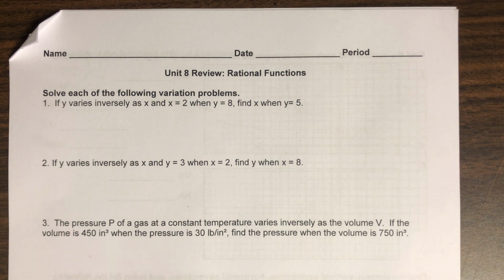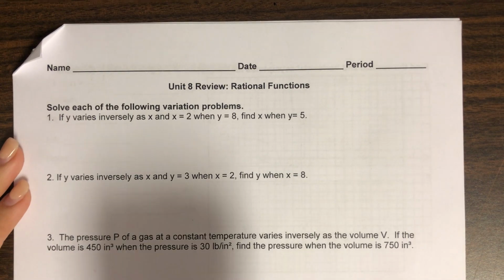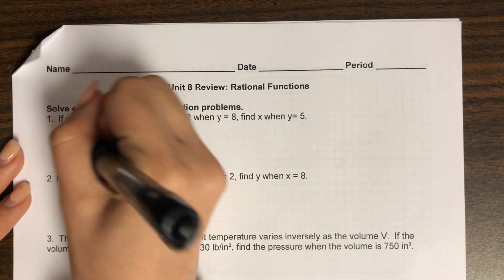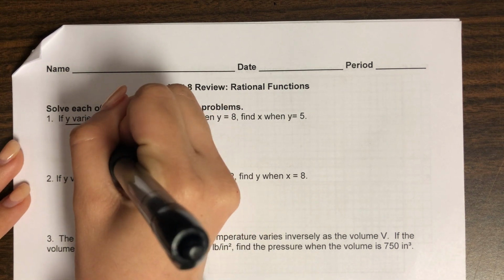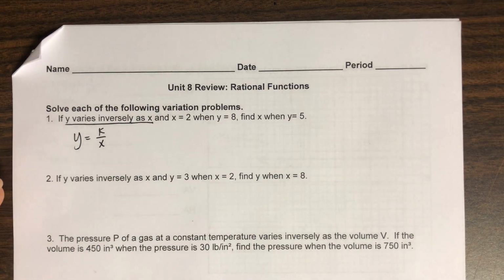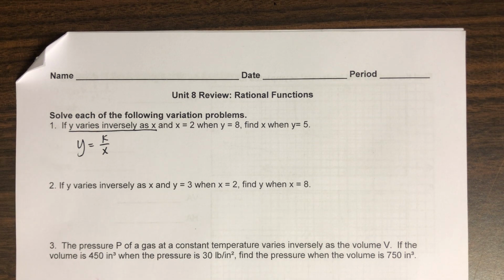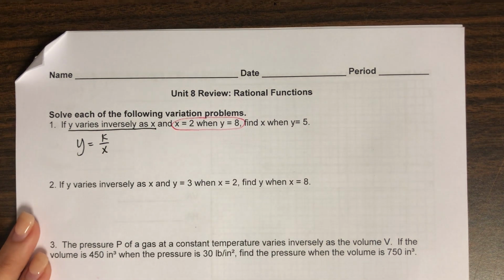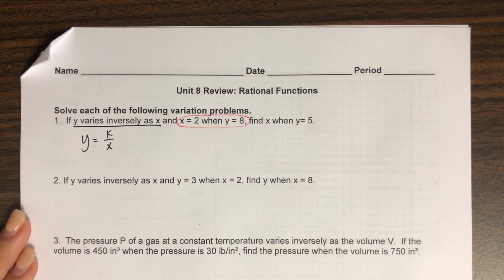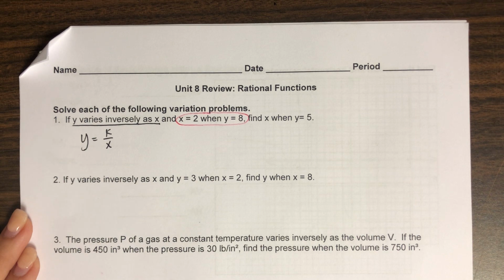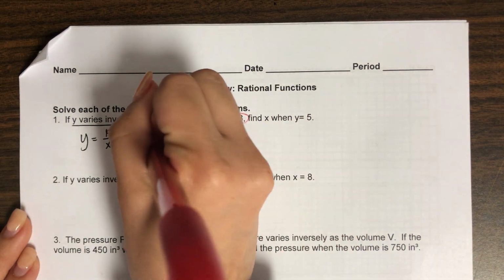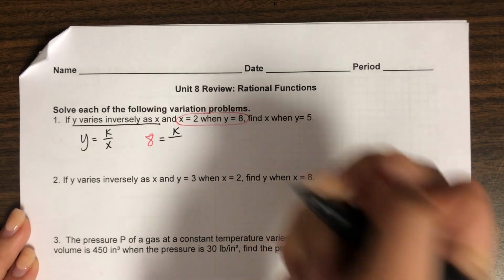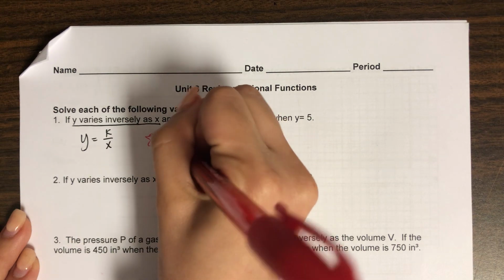So this first one is about variation and inverse variation. It says if y varies inversely as x, so we know that is this equation, y is equal to k divided by x. And it gives us another hint. It tells us, what if x and y are equal to these values in particular? So we're going to go ahead and plug those in. So we know y is 8. We don't know what k is. And we know x is 2.